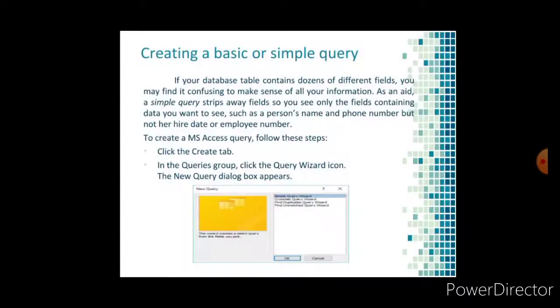Okay. Next, creating a basic or simple query. A query can be based on tables or on other queries. To create a query, you open the tables or queries on which you are going to base your query in query design view and then use the options in design view to create your query. You then click the Run button to display the results. You can save queries for later use.